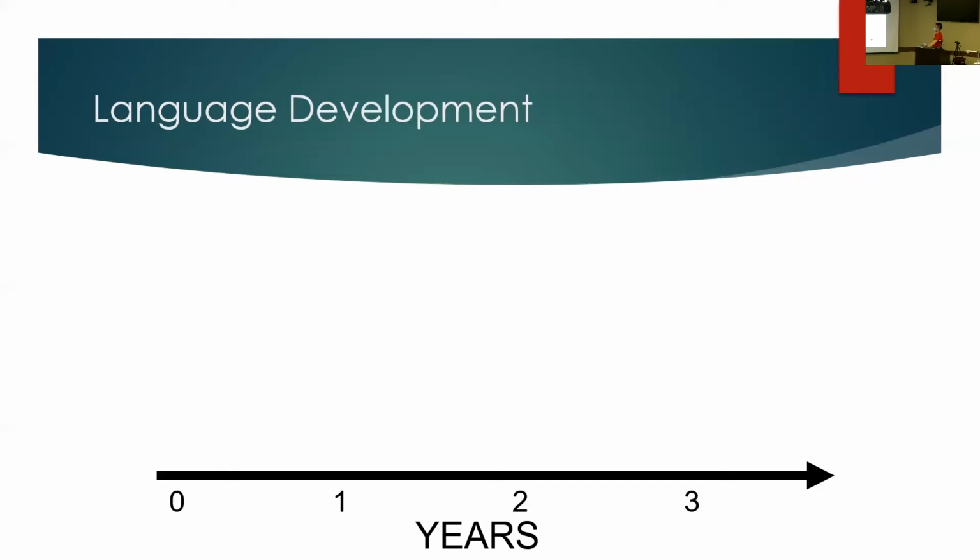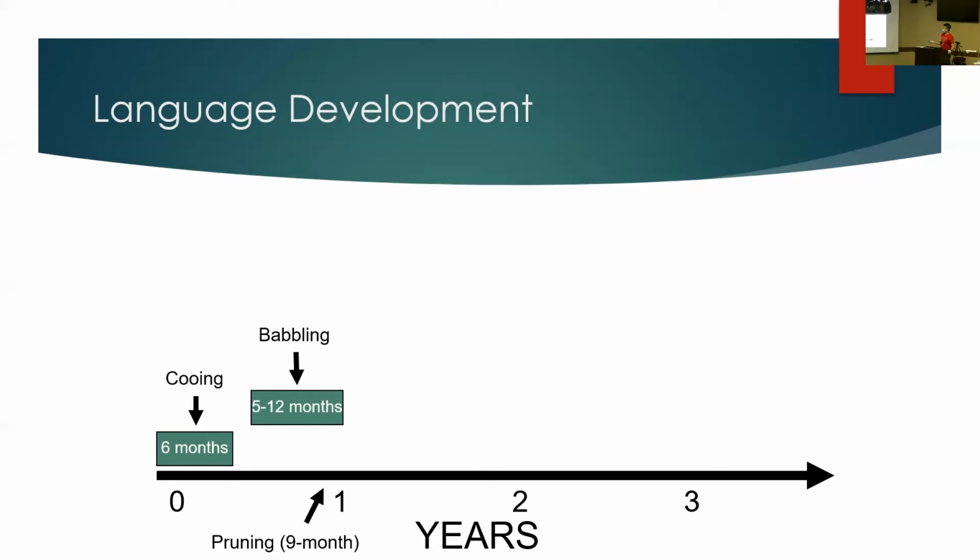So that will be the years of a child growing up. From 6 months to 12 months, they are trying to learn phonemes, so they can create some meaningless sounds, such as ooh, so that would be cooing and babbling. Okay. And then at 9 months, that's when pruning starts. If they're not exposed to those phonemes, they get rid of those neural connections.